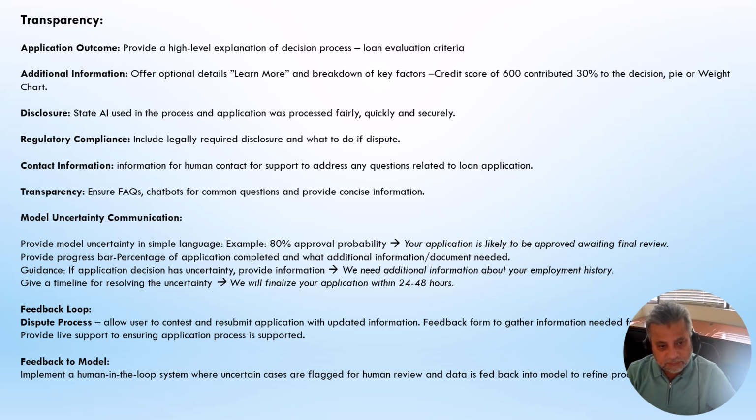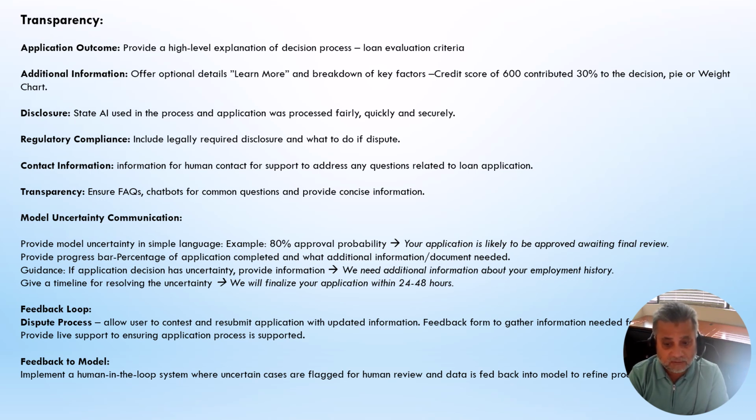From the transparency perspective, what I have outlined is that for the application outcome we have to provide a high level explanation of the decision process: how we are evaluating the loan application, and what the criteria are. The additional information that we will also provide is any guidance, like a learn more type of link that can provide more information about the process and about the factors that are important.